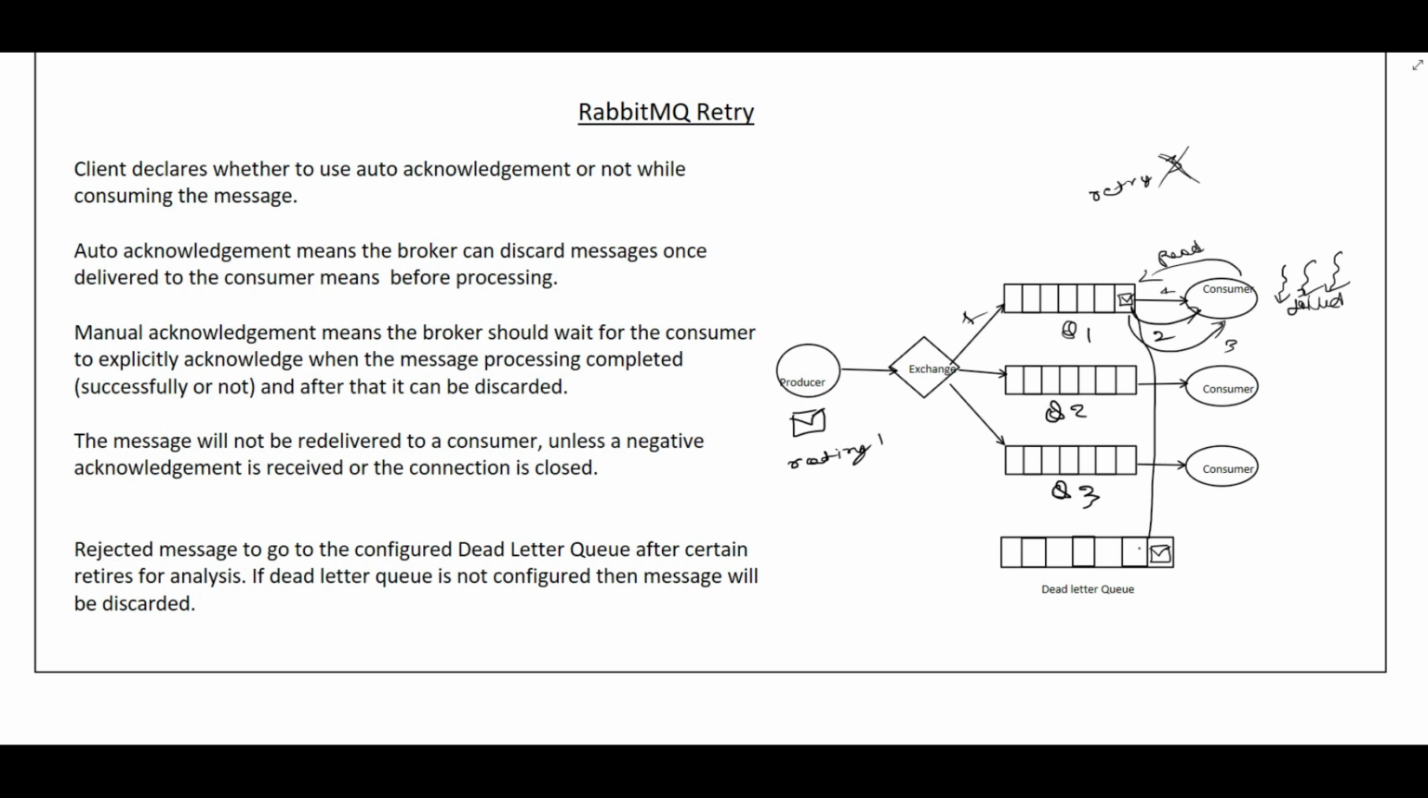And RabbitMQ is a push based mechanism. Basically the message will be pushed from the queue to the consumer, and this is how the retry will work with manual acknowledgement. So next, let's talk about Kafka.